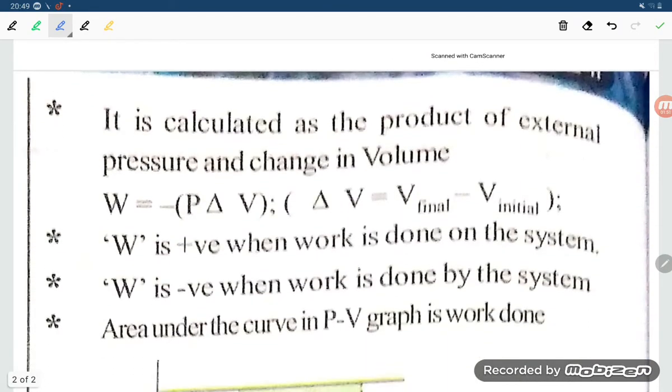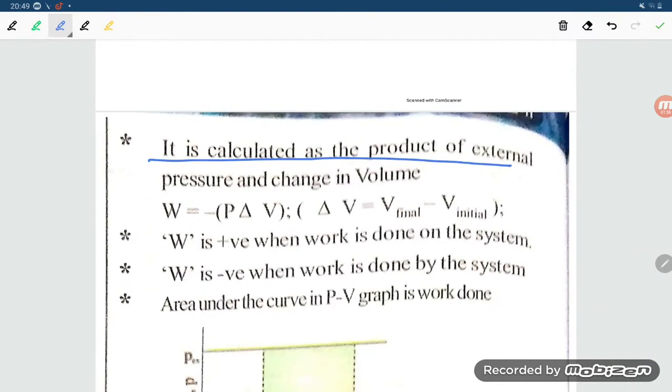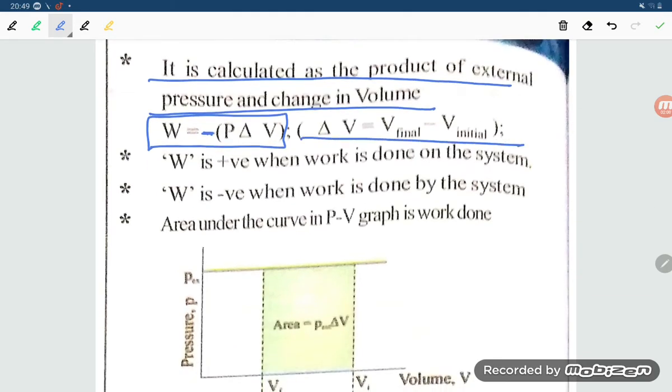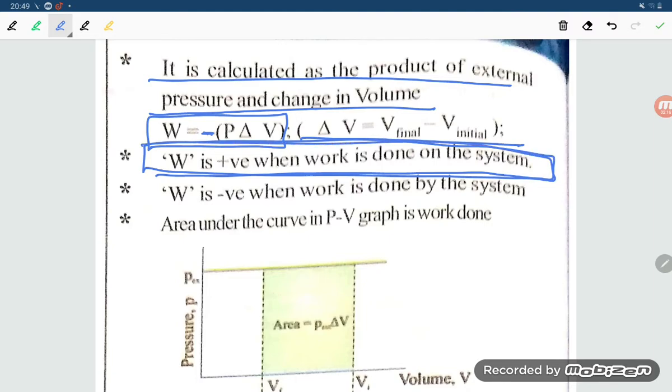Now you see, student, it is calculated as the product of external pressure and change in volume. So W is equal to minus P delta V. Why the negative sign? Because you are applying the external pressure. Delta V means V final minus V initial. So W is positive when work is done on the system, and W is negative when work is done by the system.